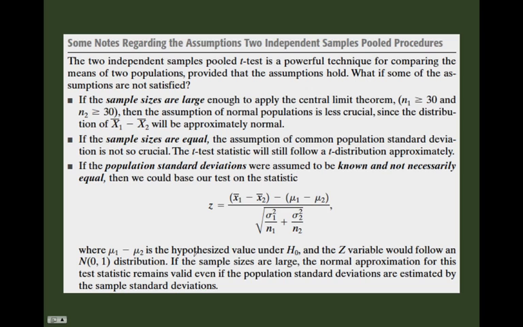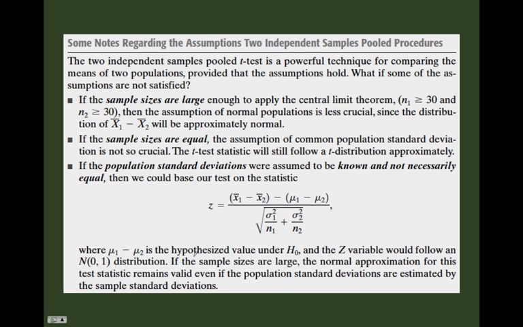If the population standard deviations were known and not necessarily equal, we could base our test statistic on this particular formula. This is a very simple approach and not very practical really, but if the sample sizes are large, the normal approximation for this test statistic remains valid. The fact that the Z test statistic is standard normal is still valid even if the population standard deviations are estimated by the sample standard deviations.